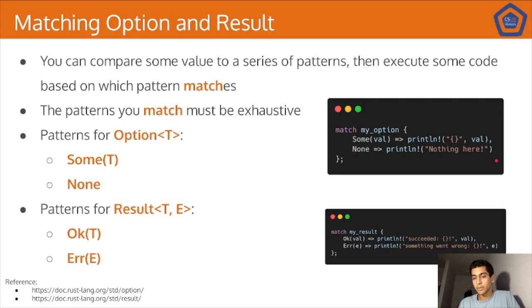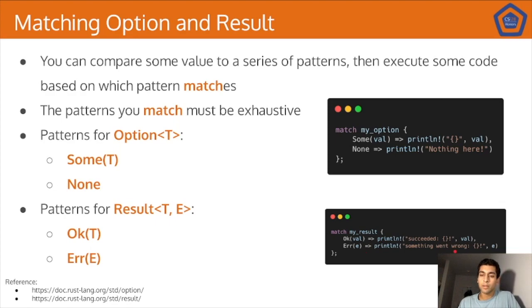Matching with Result is also very similar. If we see an Ok with some value inside of it, we'll just print out "succeeded" and then print out the value as well. Whenever we see this Err with an E contained inside of it, we'll print out "something went wrong" followed by the E.